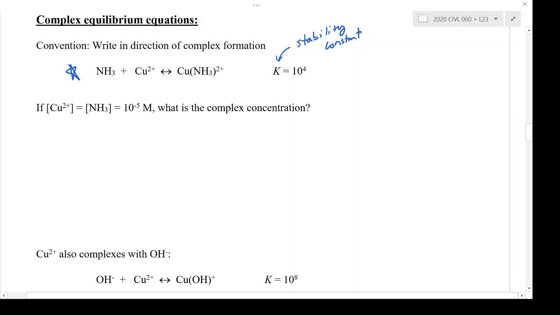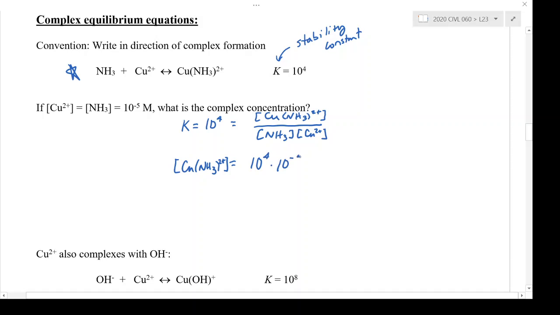Okay, so we're given that the copper ion concentration is equal to the ammonia concentration, and that is 10 to the minus 5 molar. So we want to know what's the complex concentration, so we can use the equilibrium equation. So we have 10 to the fourth, and this is the products, copper ammonia complex, over the reactants, ammonia times free copper. And we're going to solve for the copper ammonia complex. And so this is 10 to the fourth times 10 to the minus 5 times 10 to the minus 5, or 10 to the minus 6 moles per liter. Okay, so that's our copper ammonia complex.